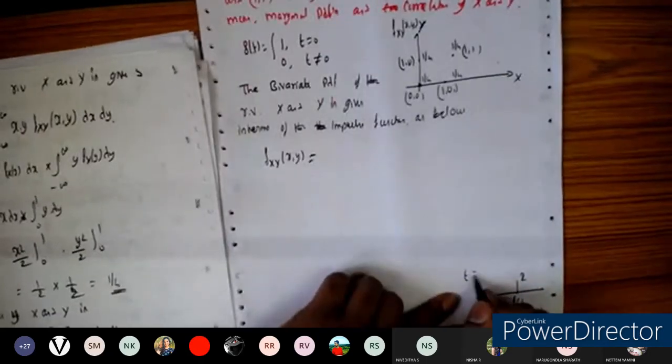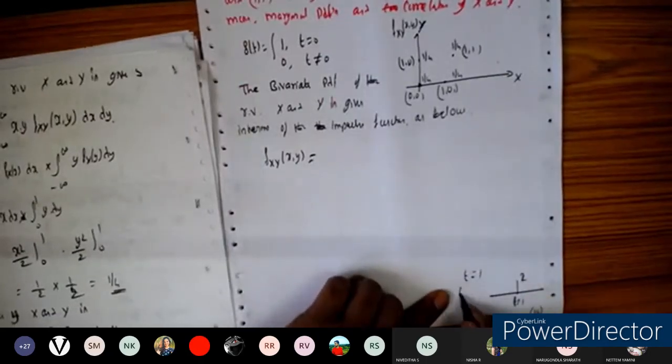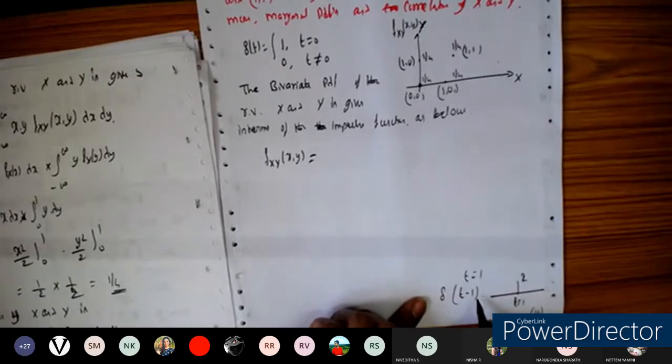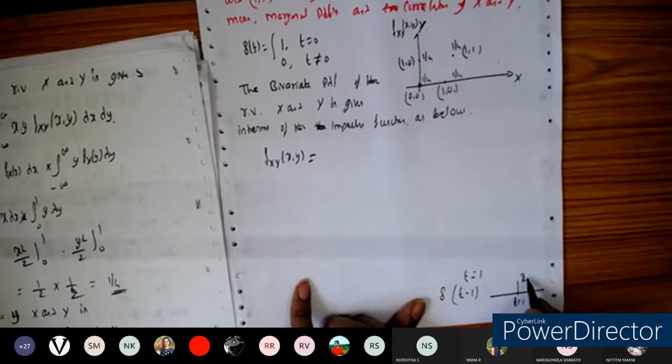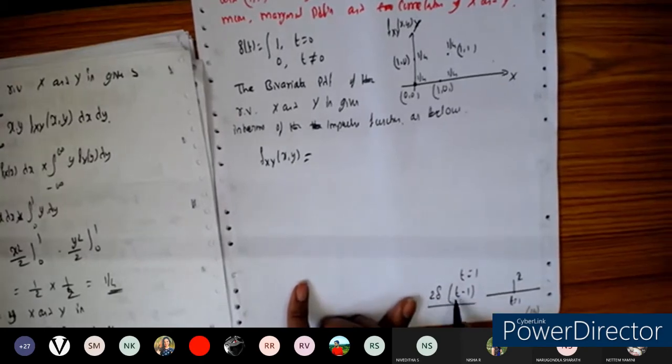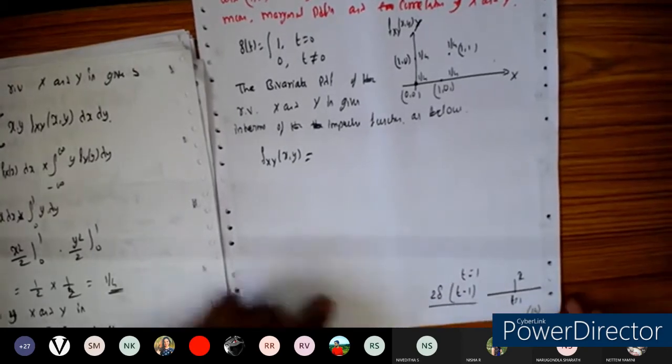Since t is equal to 1, send 1 to this side, so it becomes t minus 1. Put the braces and put the delta function, so it is delta of t minus 1. When t is equal to 1 and I substitute here, 1 minus 1 becomes 0. We need to multiply with the corresponding amplitude, 2, so we can express it like this. You have already seen this in signals and systems: 2 into delta of t minus 1.